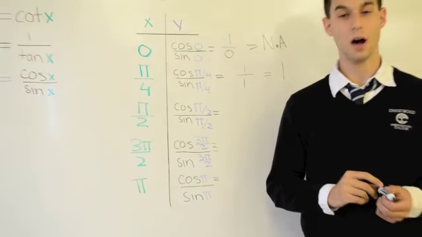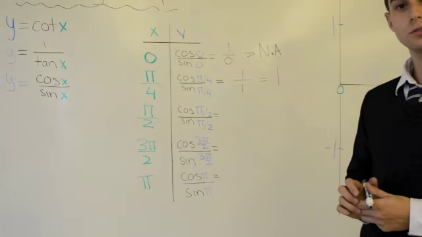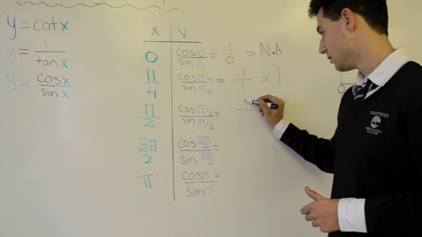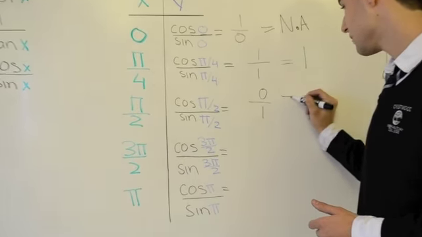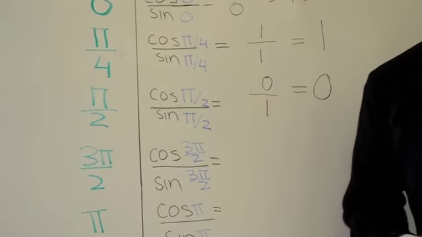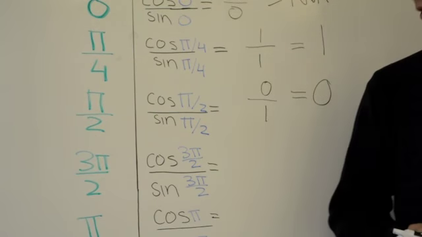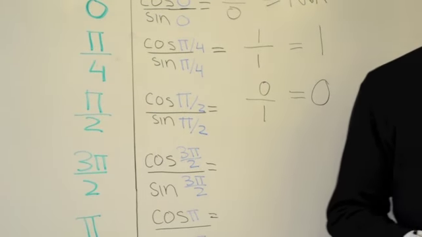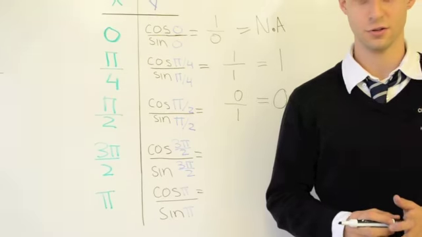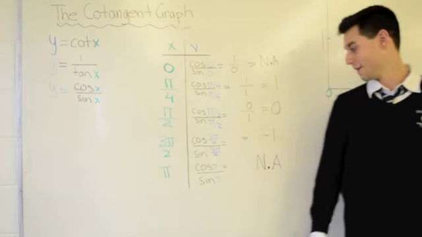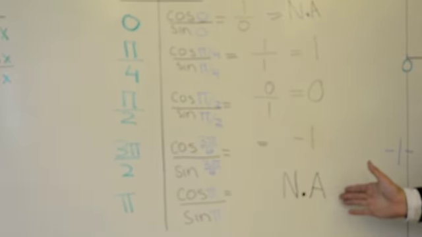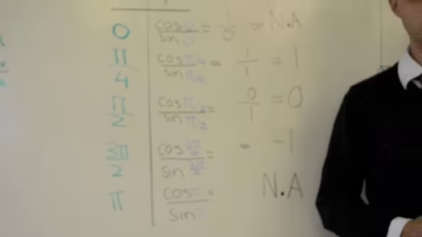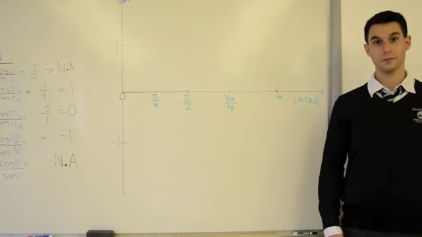Our next value is pi over 2. Since the cos of pi over 2 is 0, and the sine of pi over 2 is 1, this value will be 0. So the cotangent of pi over 2 is 0. See if you can try the next two values on your own. If you got the y value negative 1 for the x value 3 pi over 4, and no solution for the x value of pi, then you're correct.